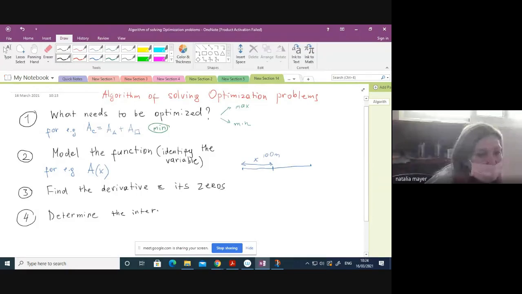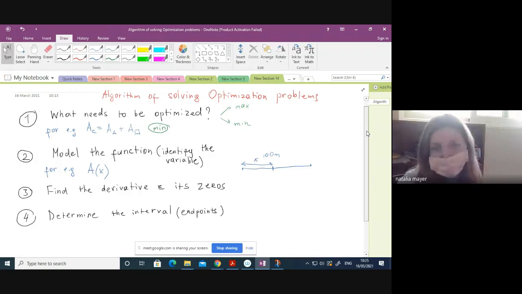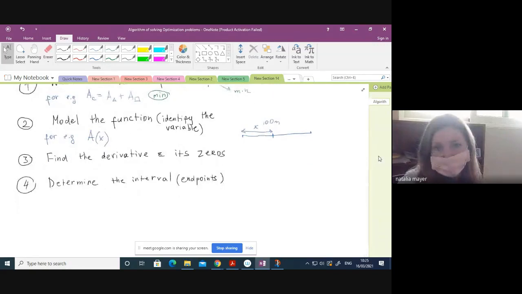Why do you need the interval, guys? What are you getting from that interval? What is important for you to take there? Endpoints from the interval. Endpoints. Okay, finally, I think I got 6 steps with the others and with you it's 5 steps. You see, it's creative.